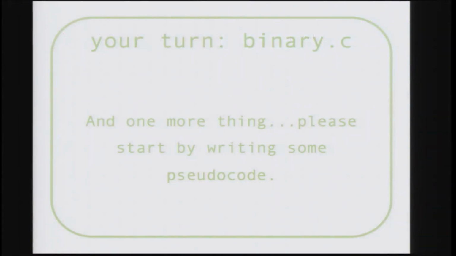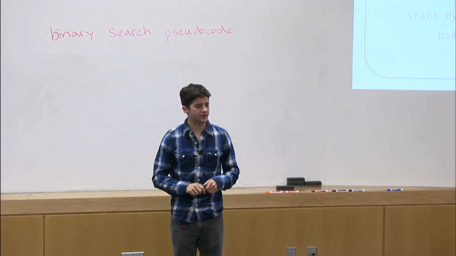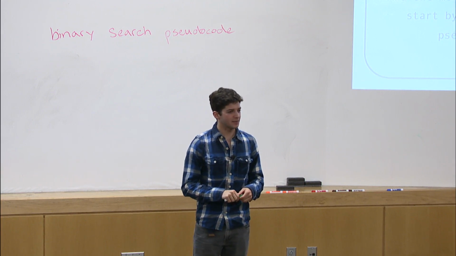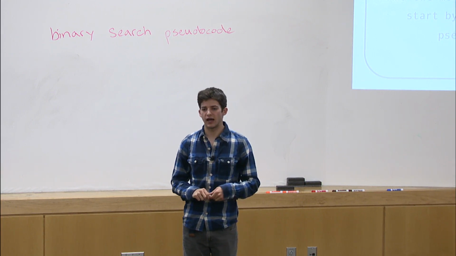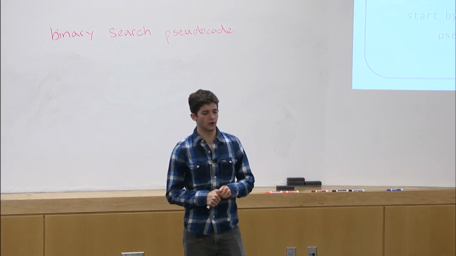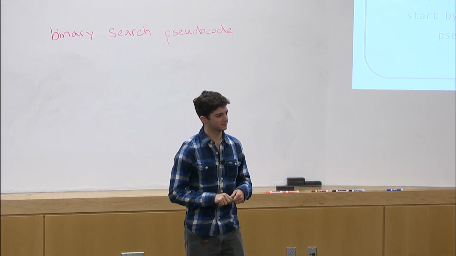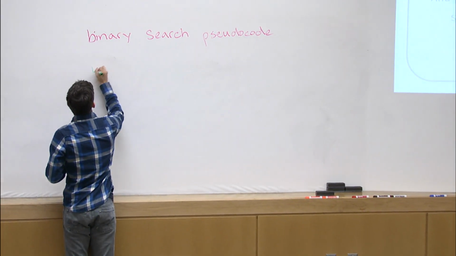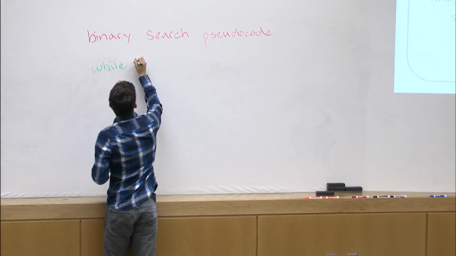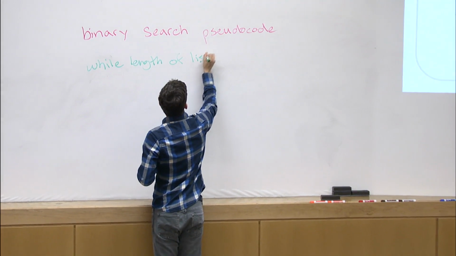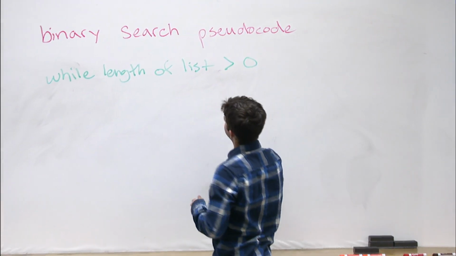OK. Let's start going through the pseudocode. I have written up here, binary search pseudocode. We'll write this on the board together, or I'll write it, and you'll give me the prompts I need. So can anybody give me the first line of the pseudocode you wrote for binary search? Yes, Annie. While the length of the list is greater than 0. OK. While length of list greater than 0.